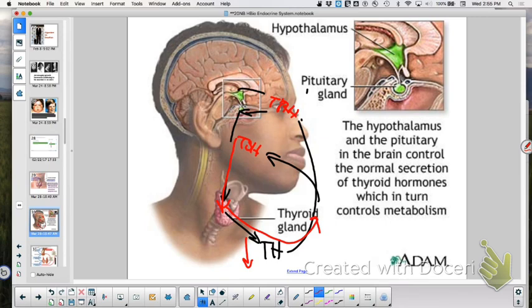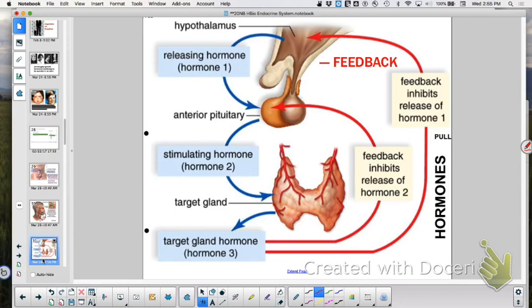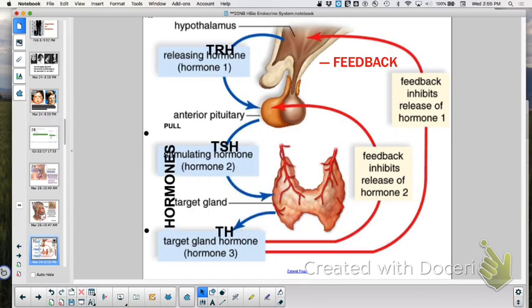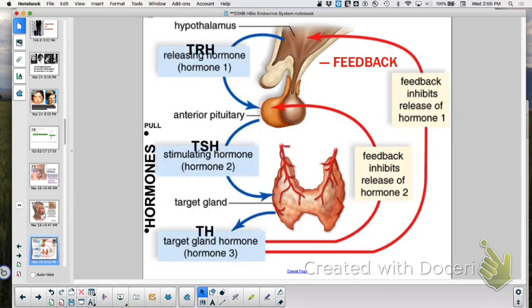Okay? This is a good connection because it connects the whole regulatory process and also shows how different glands interact. So your releasing hormone comes from the hypothalamus. Then that makes the pituitary gland secrete stimulating hormone. The stimulating hormone does stimulate the thyroid gland, so it releases thyroid hormone. And then as the thyroid hormone level increases, it exerts negative feedback on both the hypothalamus and on the pituitary gland.